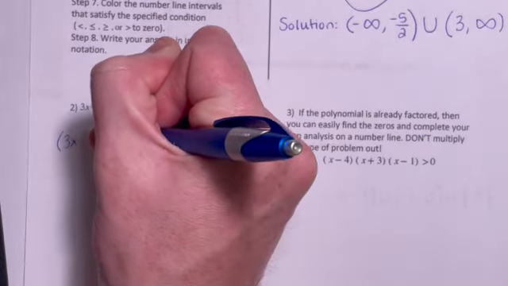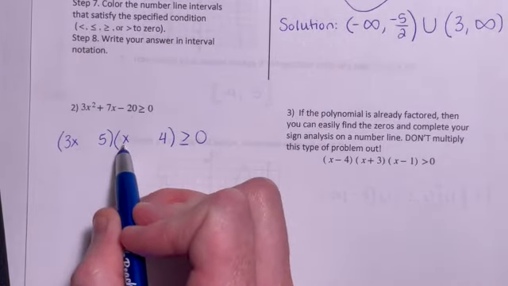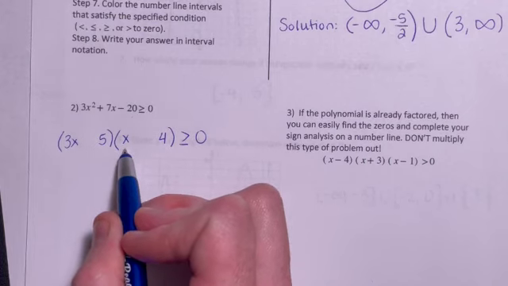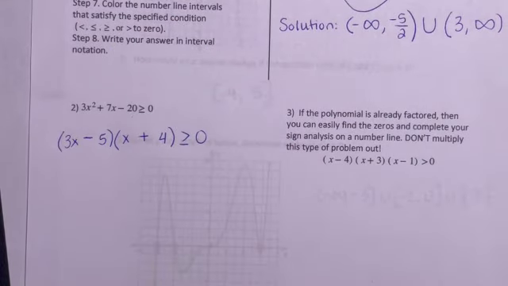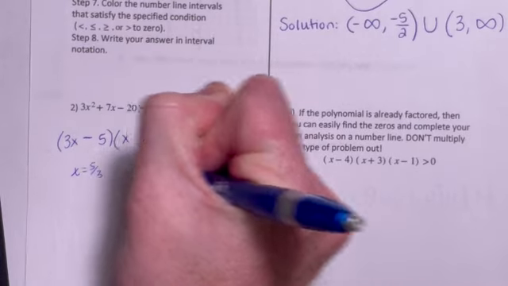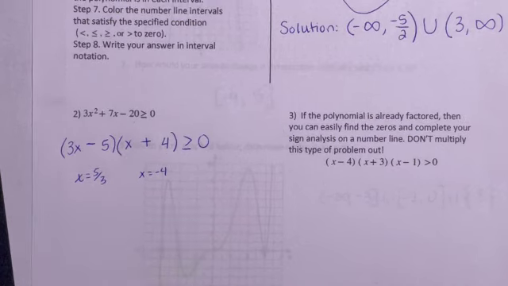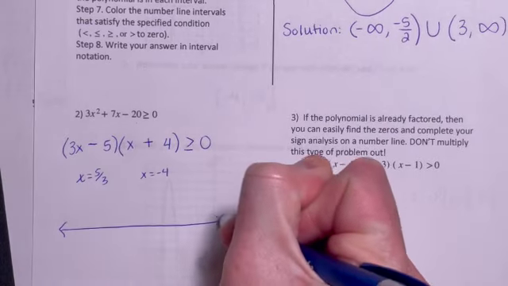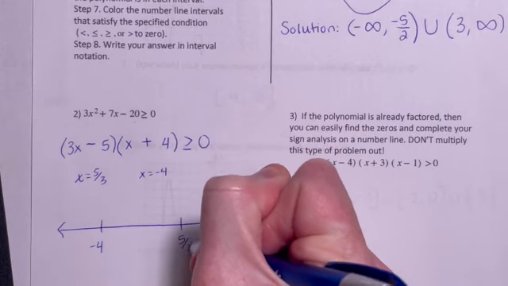4 and 5 would work if we end up doing 3 times 4 to get 12x and 5 times x to get 5x. So a positive 12x minus 5x does give me positive 7x, which means that the two zeros are happening at 5/3 and negative 4. So whether you solved that with the quadratic formula or by factoring, you would get these two zeros. Graphically, this would cross here on the x-axis at negative 4 and at positive 5/3.